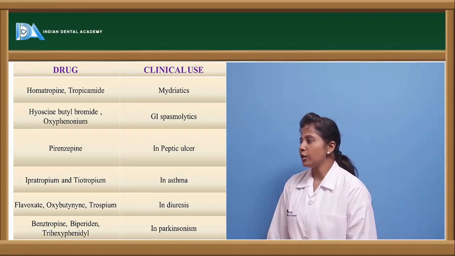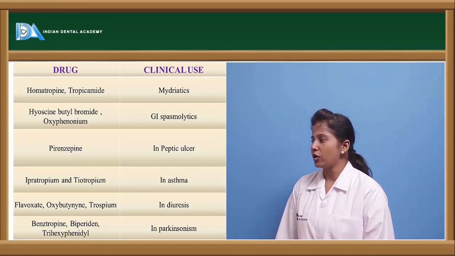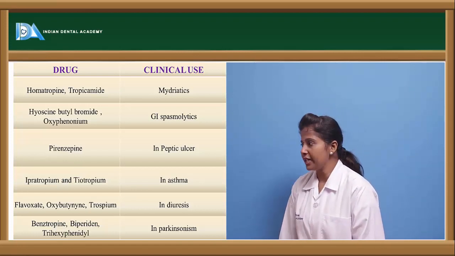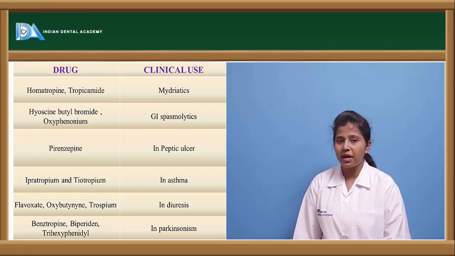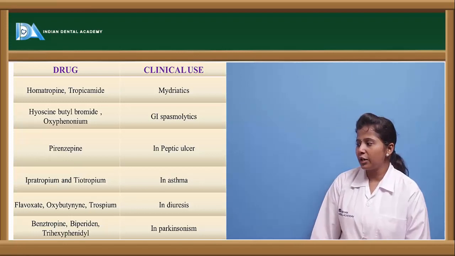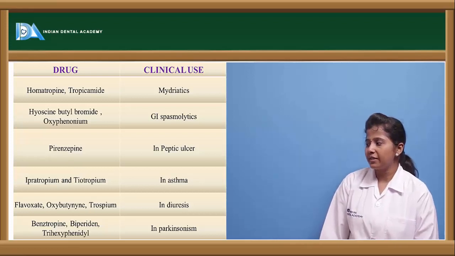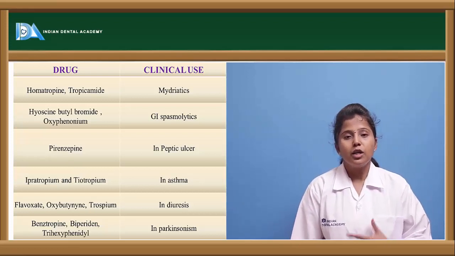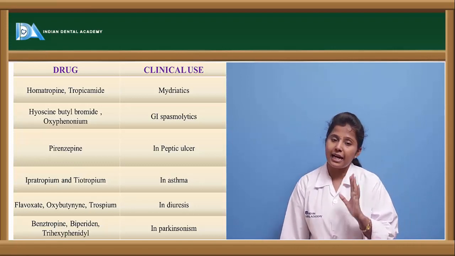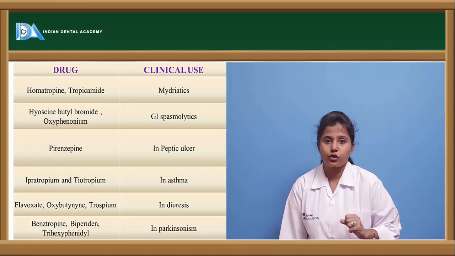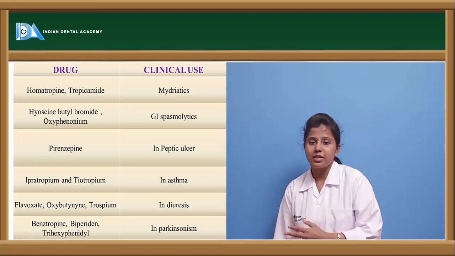Drugs like homatropine and tropicamide are used as mydriatics. Hyoscine butyl bromide and oxyphenonium are used as GI spasmolytics. Pirenzepine is used in peptic ulcer. Ipratropium and tiotropium are used in asthma. Flavoxate, oxybutynin and trospium are used in urinary disorders, while benztropine, biperiden and trihexyphenidyl are used in Parkinsonism. So the classification is also based on the action. Apart from the anticholinergic actions, they have other actions also. Here the drug as well as the clinical use, the disease in which they are used, is tabulated.